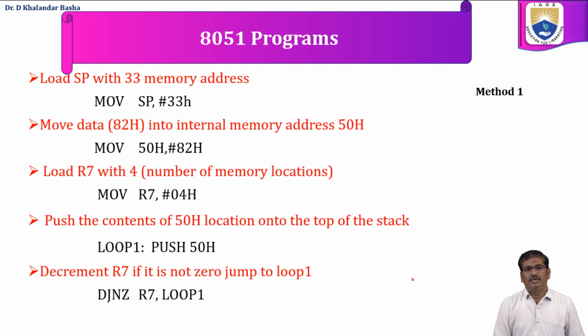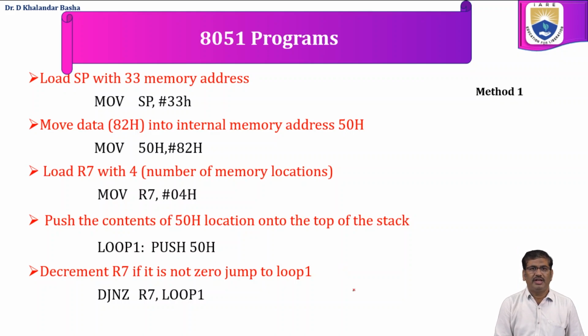So first we will point the top of the stack to 33H, that is, move SP, comma, hash 33H. Then the data will be copied, that is 82H, we will load into one of the memory locations, that is 50H. So move 50H, comma, hash 82H. Then as we want to copy to the 34, 35, 36, 37 locations, that is 4 locations, we will write into R7 by using the instruction move R7, comma, hash 04H.